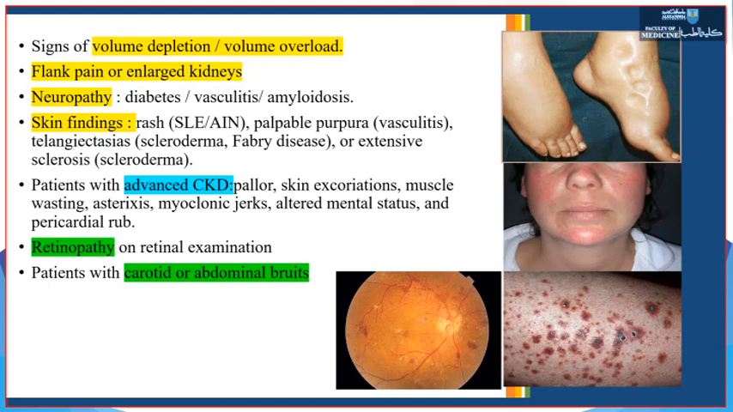Patients with advanced CKD may show signs of pallor related to anemia, muscle wasting, myoclonic jerks, altered mental status, and pericardial rub. Retinopathy can also be found on retinal examination, especially if the patient is diabetic. A carotid or abdominal bruit can be related to atherosclerosis, with an increased risk in renal patients due to the coexistence of multiple comorbidities, and an abdominal bruit might indicate renal artery stenosis.